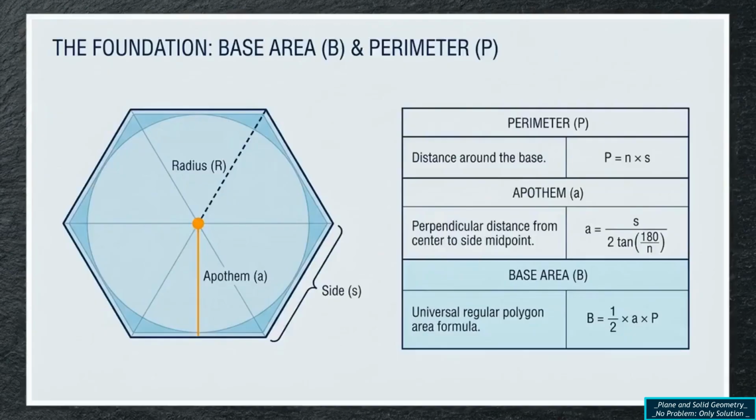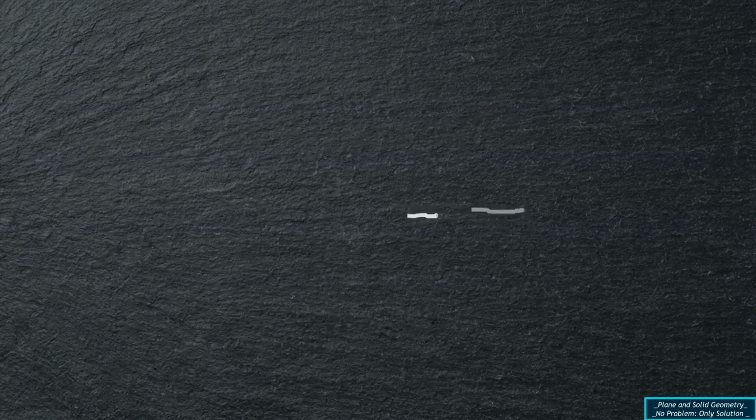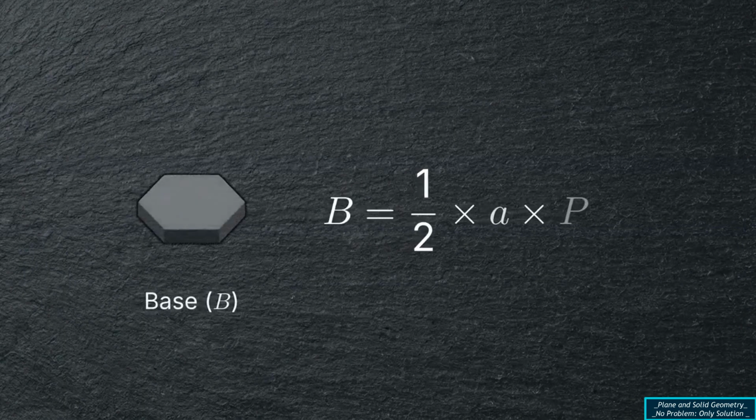We start with the apothem. The apothem is the perpendicular distance measured from the exact center of the polygon to the midpoint of any side. Next, we find the perimeter, which is the total distance around the outside boundary of the base shape. Combining the apothem and the perimeter establishes our universal base area formula. The total area of the base is equal to 1/2 the apothem multiplied by the perimeter.